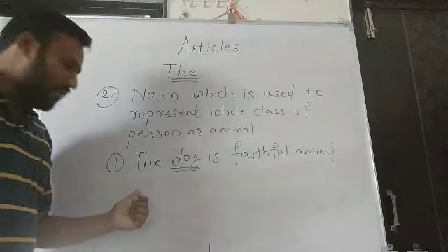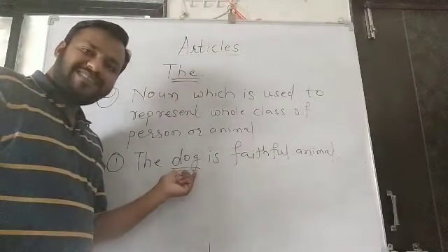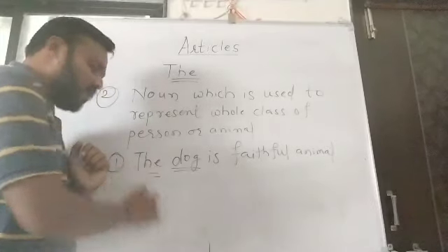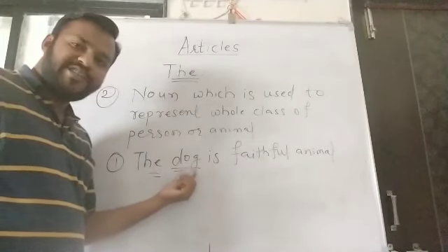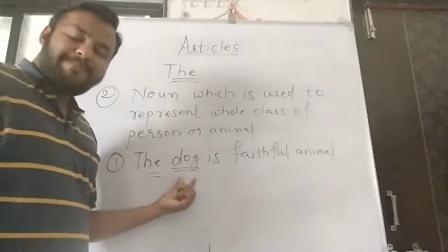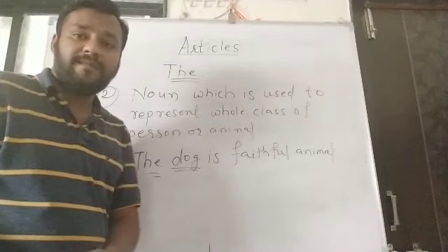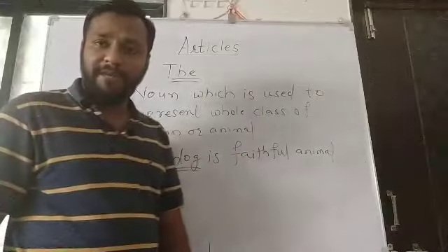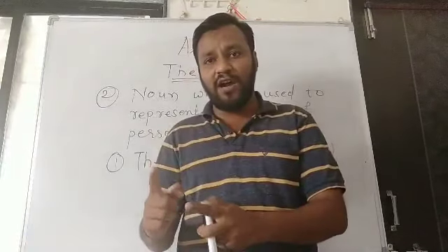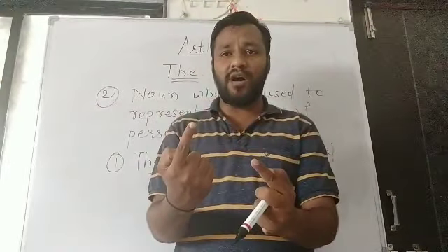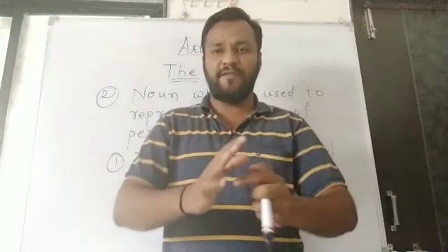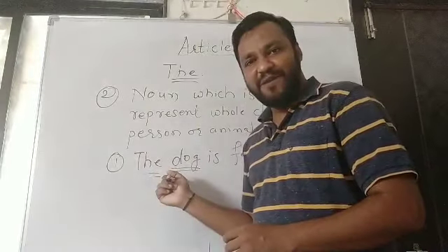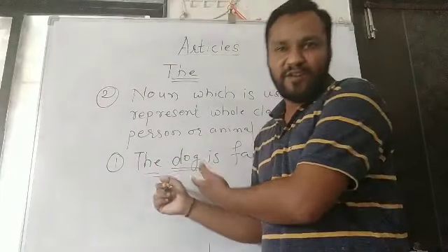now in the example, in front of this noun, that is dog, in front of that I have used the. Why? Because this noun is used to represent whole class of dog. The sentence is, the dog is faithful animal. Means what? Not only one dog, whole class of that dog. Dogs are faithful. Isn't it? Here, this noun is used to represent whole class of dog.